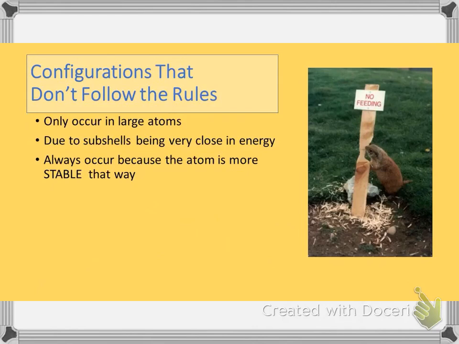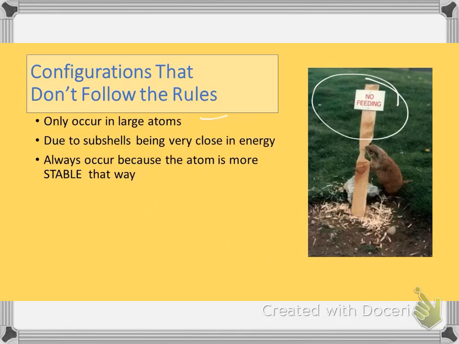Okay, there are some atoms where their electrons do not follow the rules. Kind of like a beaver over here. You know, there's a sign saying no feeding, and the beaver doesn't know what it says. It just knows what it wants. It's kind of like an atom. And contrary to the rules, there are some atoms that have electron configurations that don't follow the rules that have been established. But the facts always rule, right? So the facts are what determines what these are.